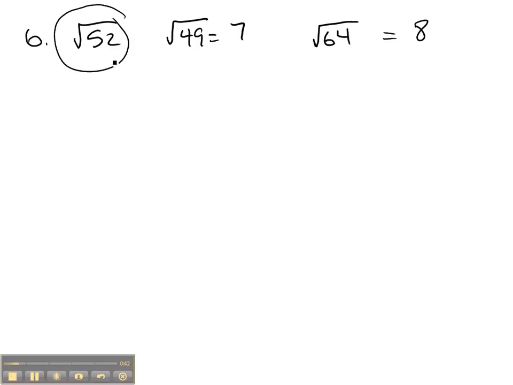So 52 is in between these two square roots. It's quite a bit closer to 7, but the two integers it's between are 7 and 8.